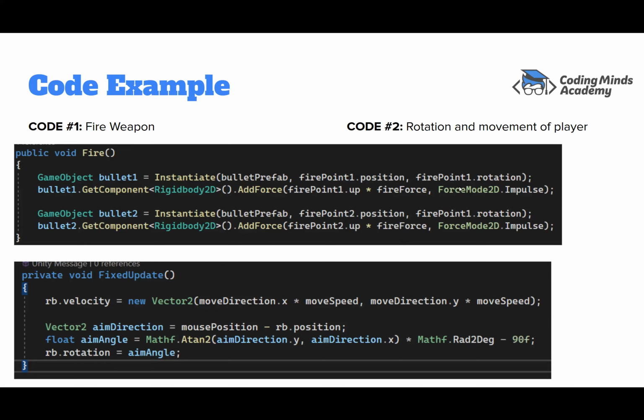The second code is rotation and movement of the player. It sets the velocity of the rigid body to a new Vector2 and multiplies the direction values by the move speed that you set earlier. It also has an aim direction, which is also a Vector2, and it just subtracts your mouse position from your rigid body position. The aim angle uses some trigonometry, I guess, to calculate the angle, and then it sets the rotation of the player to the angle.